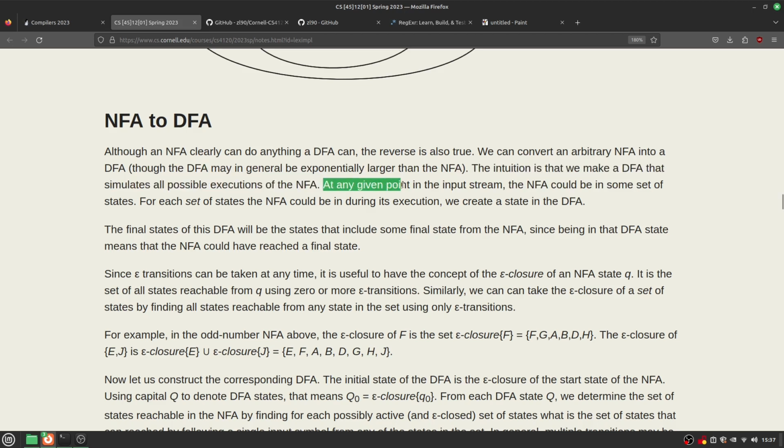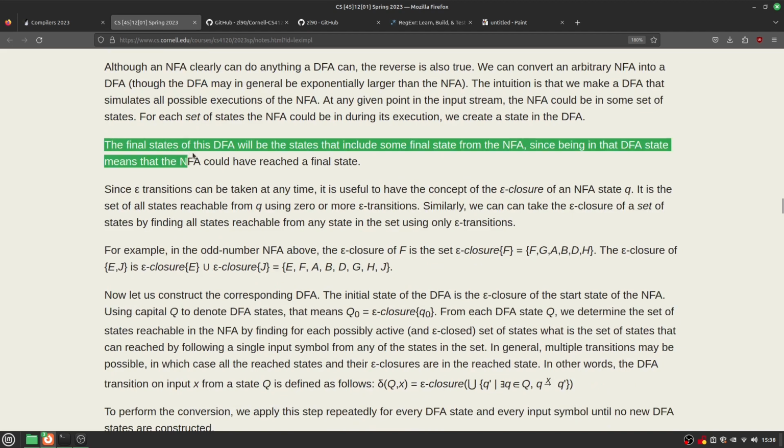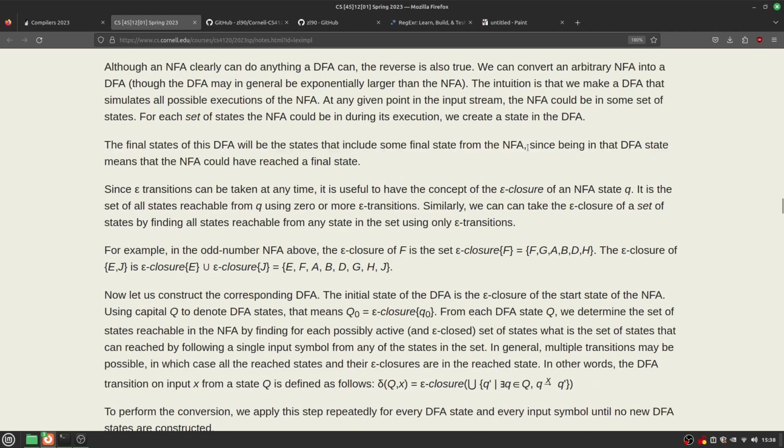Fair enough. At any given point in the input stream, the NFA could be in some set of states. For each set of states the NFA could be in during its execution, we create a state in the DFA. Alright? The final states of this DFA will be the states that include some final state from the NFA.